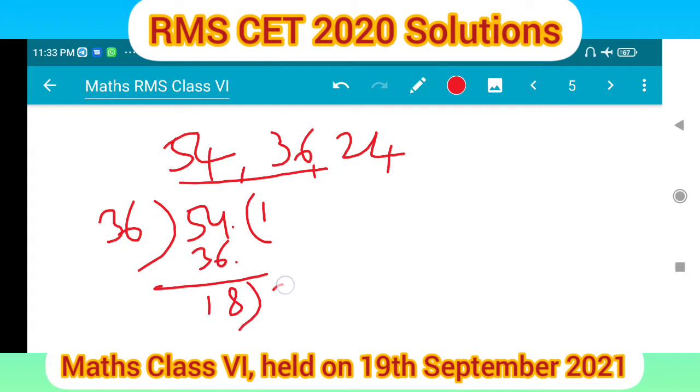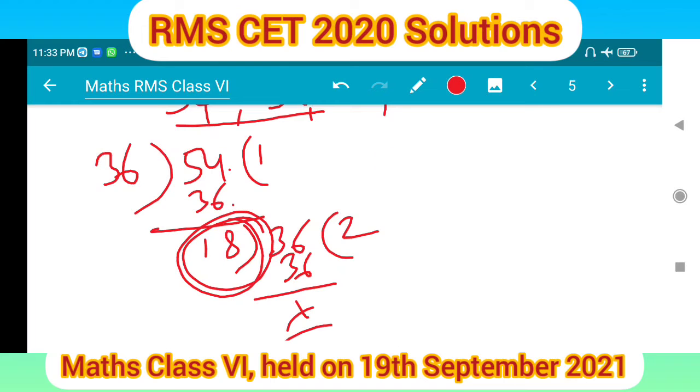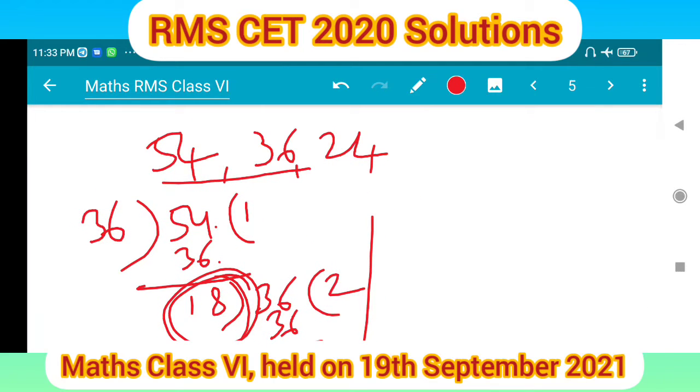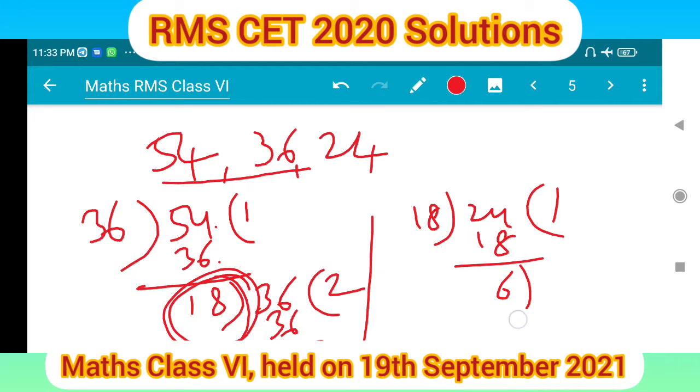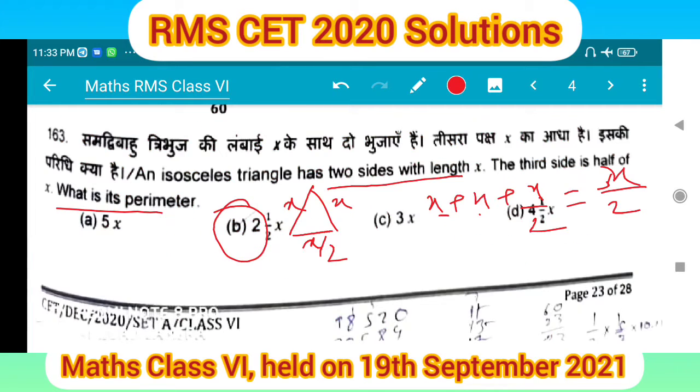Okay, again find the HCF. Now 18 and 36. So it is exactly divisible. Remainder is 0. So the HCF of 54 and 36 is 18, right? And next, another number: now 18 and 24. 18 once is 18. 24 minus 18 is 6, and again 18 is here. Now 6 threes are 18. So the HCF is 6. Understood? Okay.